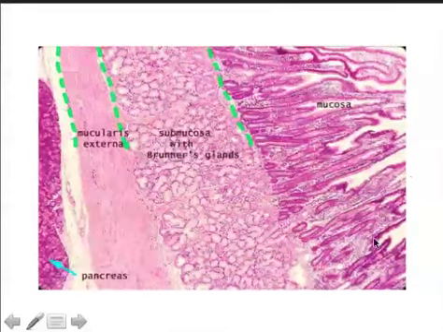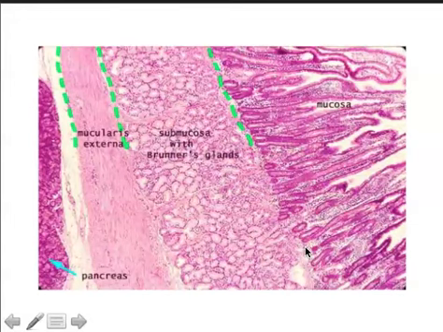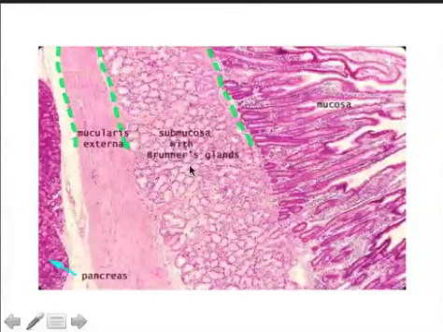This is just a slice through the duodenum, and what you can see here again, there's mucosa. You can see the villi and the lamina propria. If you look closely, you can see goblet cells, and then here you can see the muscularis mucosa, a very, very thin layer of smooth muscle running along here. And there's the submucosa dominated by Brunner's glands.